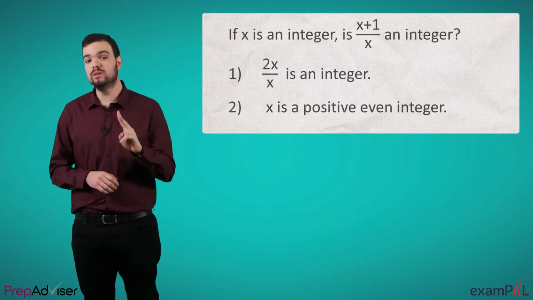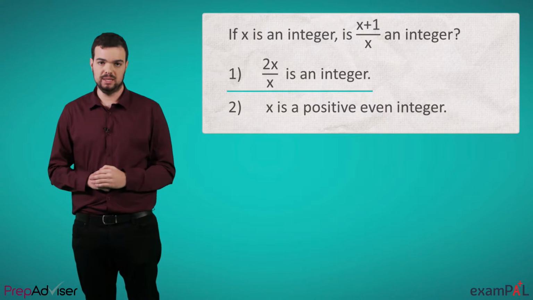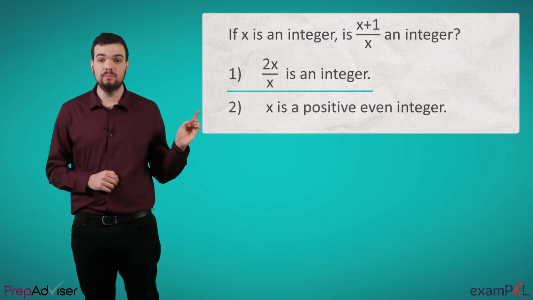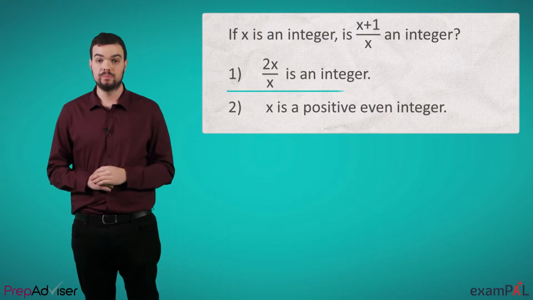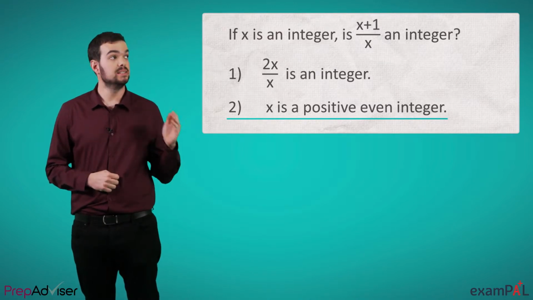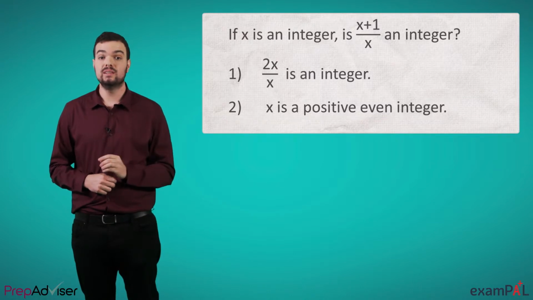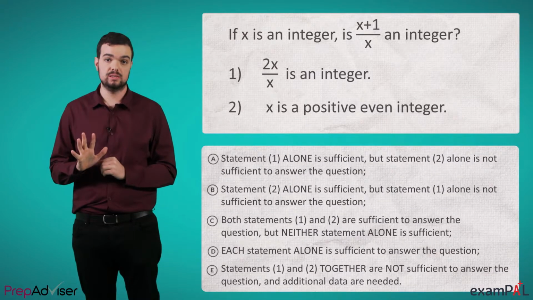Then we are given two different statements. Statement 1 gives a piece of information: 2 divided by x is an integer. And statement 2 gives a different piece: x is a positive, even integer. We are then given 5 answer choices.